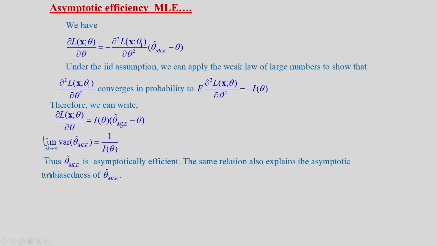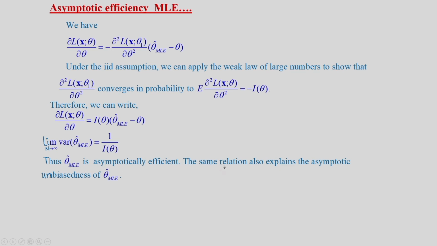And if I consider the Cramér-Rao bound, therefore, the limit for the variance of theta hat MLE as n tends to infinity will be given by 1 by I(theta), where I(theta) is the Fisher information statistic, and it is given by this expression: E of del 2 L by del theta square is equal to minus of I(theta). Thus, theta hat MLE is asymptotically efficient.